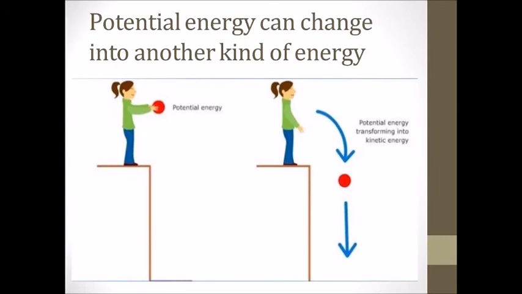Now, potential energy can change into another kind of energy, like kinetic energy. When you raise a ball up, the ball will gain potential energy, as in this one. The girl is holding the ball up, so the ball now has potential energy. When you release it, the ball will move down. The potential energy in this ball will change into kinetic energy as the ball is moving down, because we said before any moving object has kinetic energy.